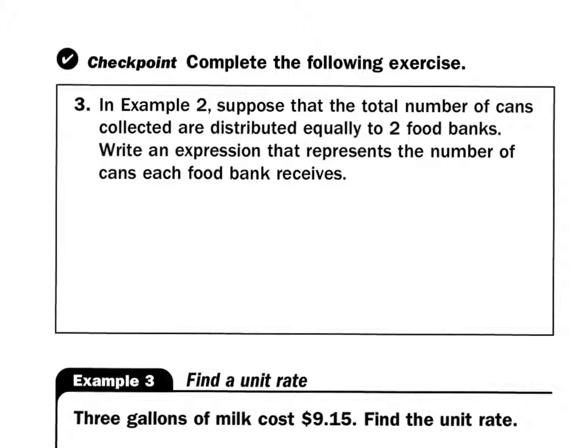And on our last page of notes, we start with the first checkpoint that is similar to the one we just did. It says in example 2, suppose that the total number of cans collected are distributed equally to 2 food banks. Write an expression that represents the number of cans each food bank receives. Well, you and your 3 friends brought C times 4 number of cans. If you want to distribute equally to 2 food banks, that's like dividing everything that you have by 2. And that is your answer.